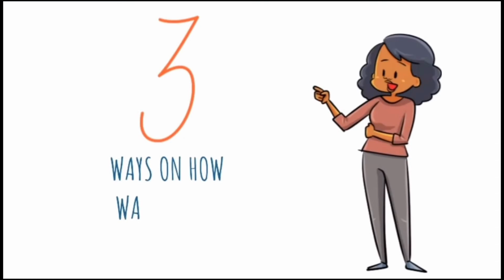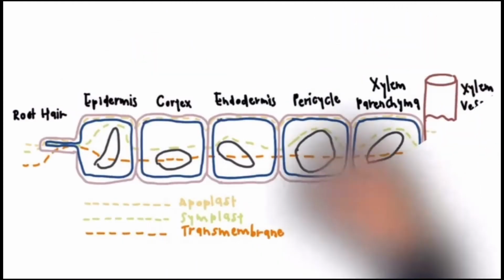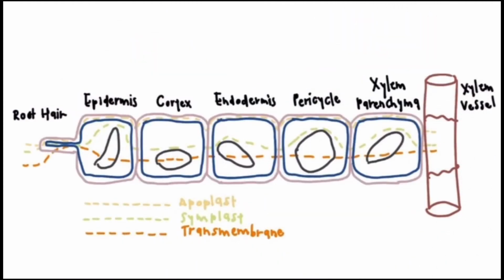There are generally 3 ways on how water and minerals can enter a root of a plant. So the first way water and minerals can enter a root is by apoplast. The second one is symplast, and last but not least is transmembrane. Don't you guys worry, we will explain more briefly about these 3 ways of transportation of water and minerals in a root later on.